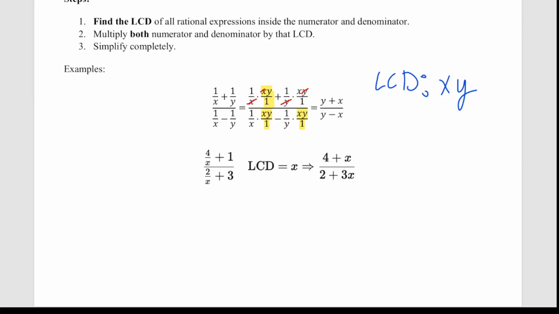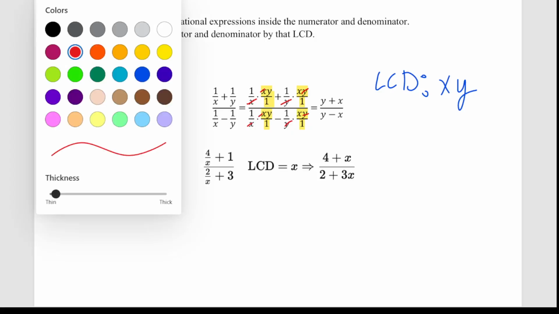For the next one, let me also re-highlight that. There we go. For the next one, similar sort of deal. x divided by x makes 1. You're left with y. Next one, y divided by y makes 1. You're left with x. And that was a lot faster to get to that final answer. So let's take a look at another one.